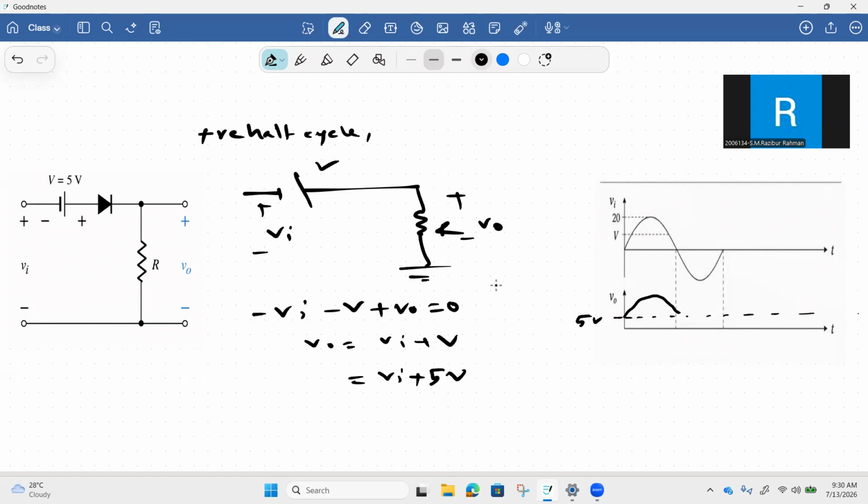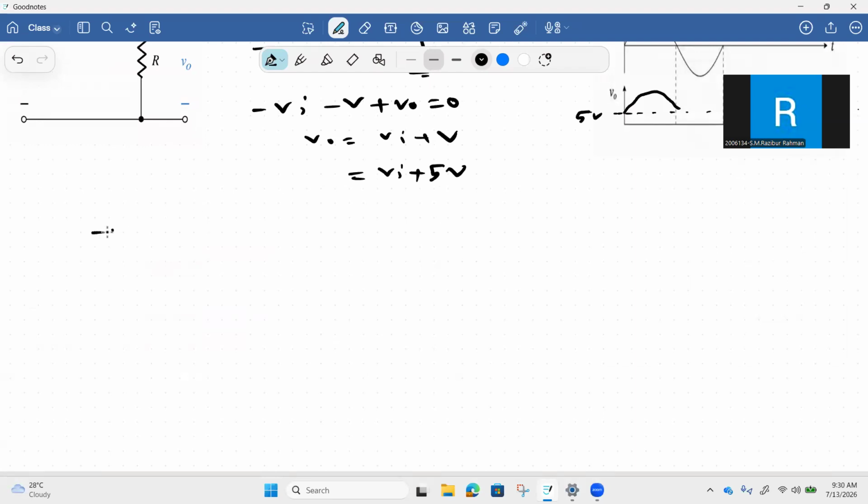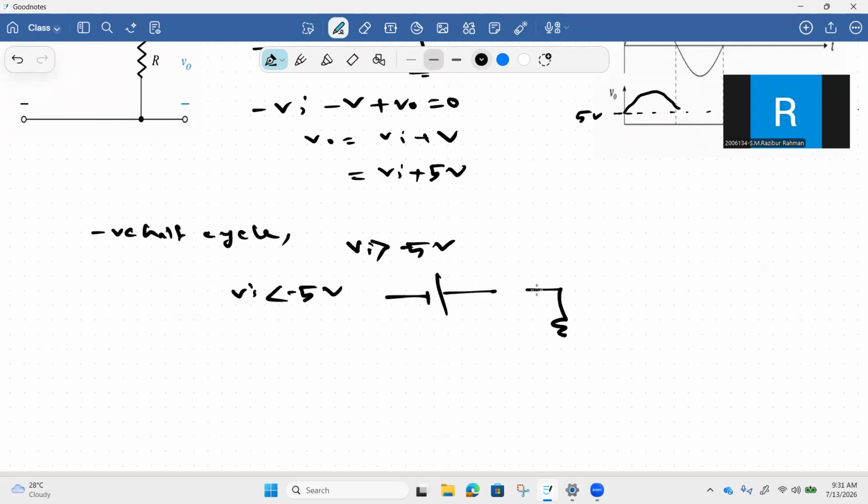Now what will happen during the negative half cycle? During the negative half cycle, the diode will be on as long as the input voltage is greater than minus 5 volt. When the input voltage is more negative than minus 5 volt, then the diode will be in the reverse bias region, and we will get an open circuit at the diode, and output voltage will essentially be 0.